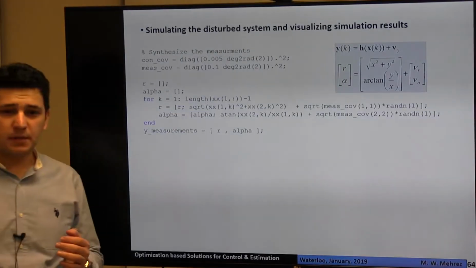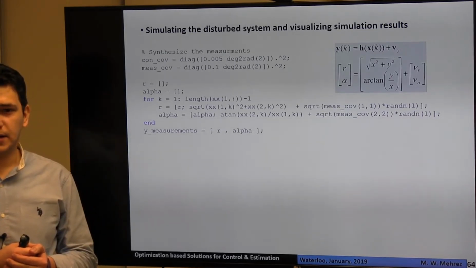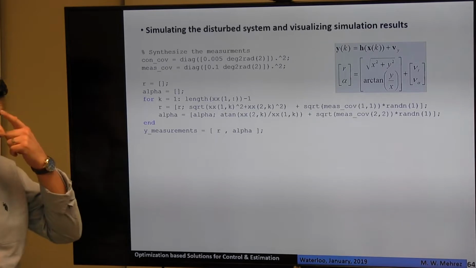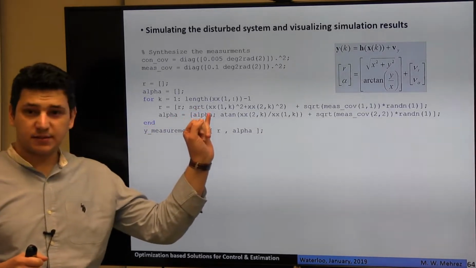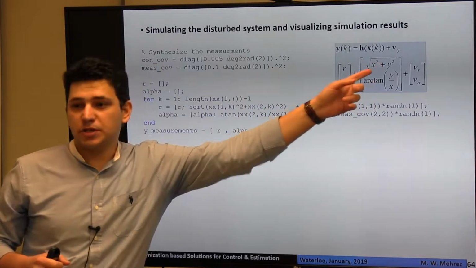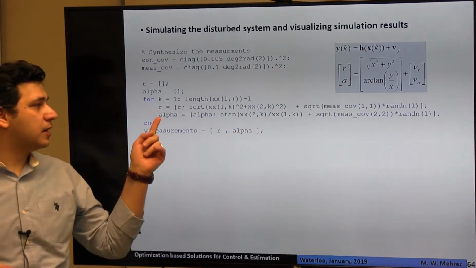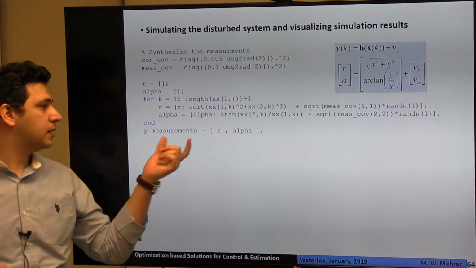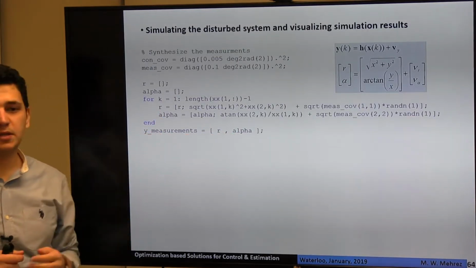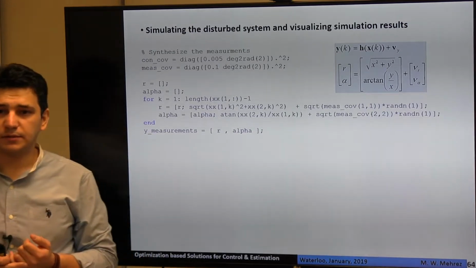Yeah, so now we're synthesizing our measurements, right? So we will basically go for each x and each y, and calculate these two equations. And for each x and each y, we will have a new r and a new alpha. And we will group that in one matrix. We will call it the measurement matrix, right?